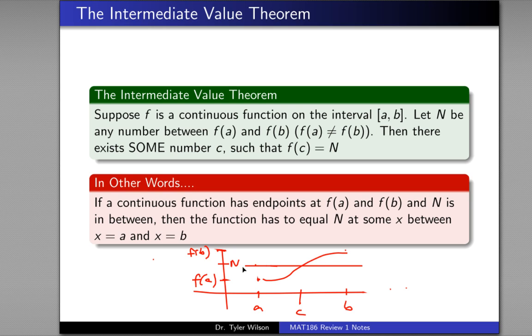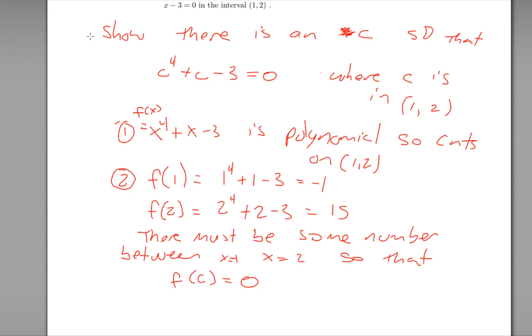So in our example, n is 0. So the intermediate value theorem says there's got to be somewhere in between x equals 1 and x equals 2 so that this function turns from negative to positive. Because it's negative at 1, it's positive at 2, therefore somewhere in between, because you can't lift your pencil, it has to be 0. Somewhere it has to be 0 between 1 and 2. If we call that number c, then c is this special number that solves this equation.